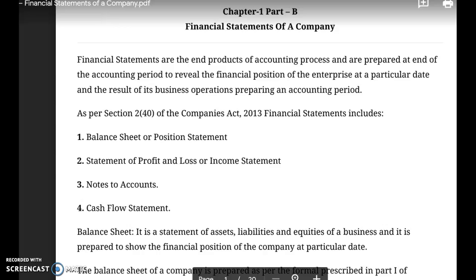Dear students, today we will learn the last lesson of your accountancy syllabus from Part B, that is associated with the financial statements of a company. In this lesson we will learn about the various aspects of the financial statements of a company and how the information is shown in the format of the financial statement of a company.